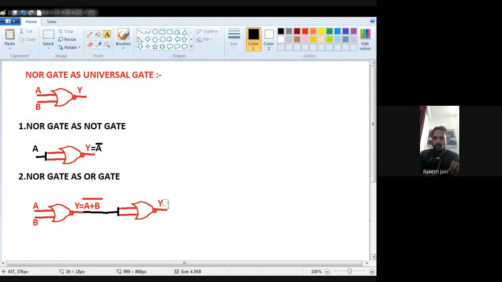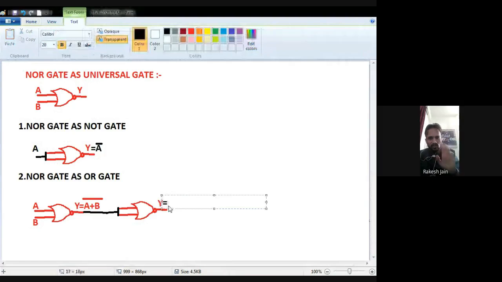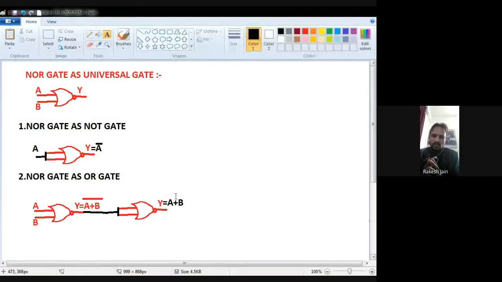So what is the input? Input is (A plus B) bar. So what is its opposite? What is its complement? That is, the bar will be removed, and we get simple A plus B. And this is the equation of which gate? Y is equal to A plus B is the equation of the OR gate.